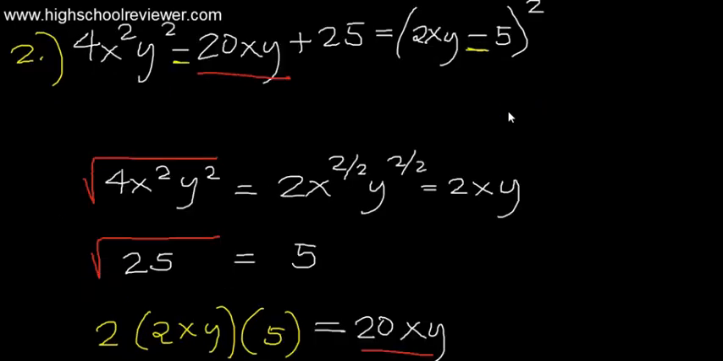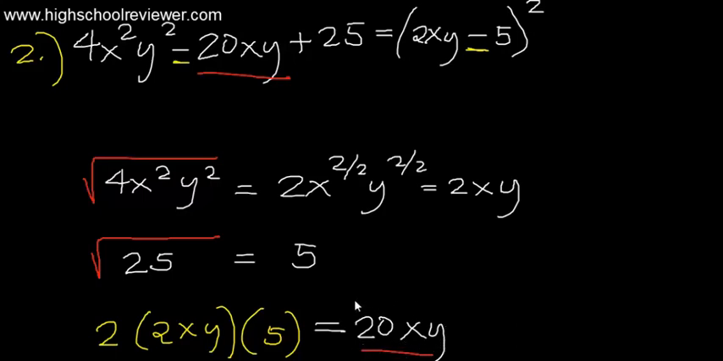Problem number 2, we have 4x squared y squared minus 20xy plus 25. Again, get the square root of our first term. We have here 2xy. The square root of our third term, we have positive 5. And multiply the 2 by 2. So 2 multiplied by 2xy multiplied by 5, this is equal to 20xy.